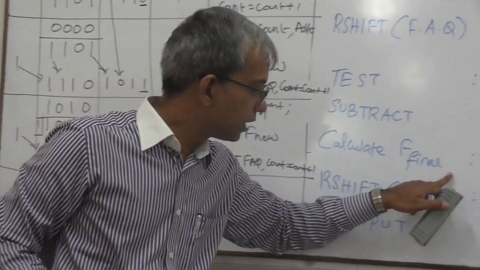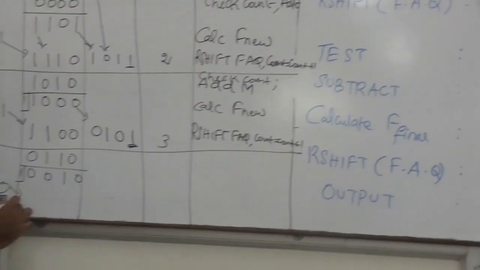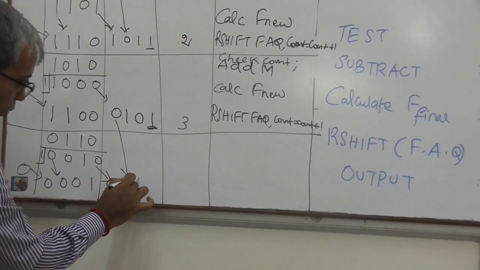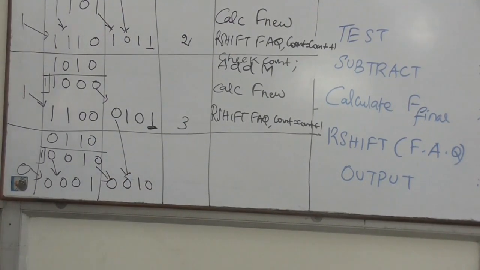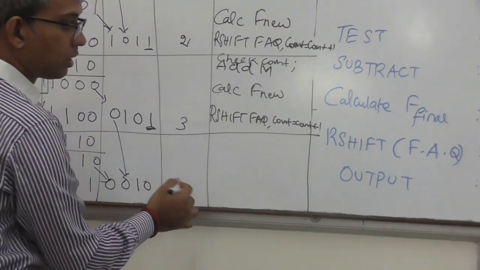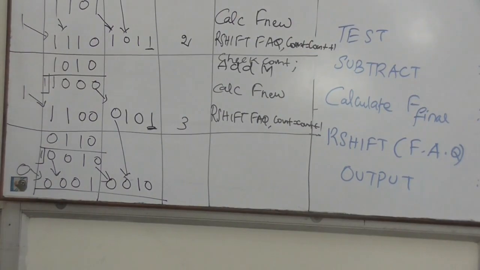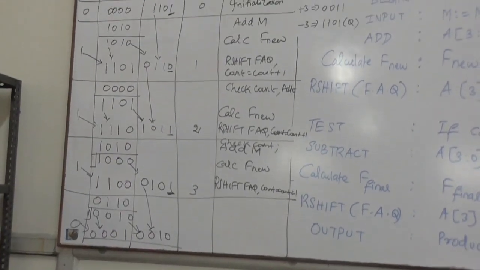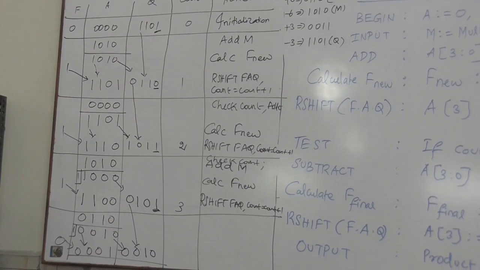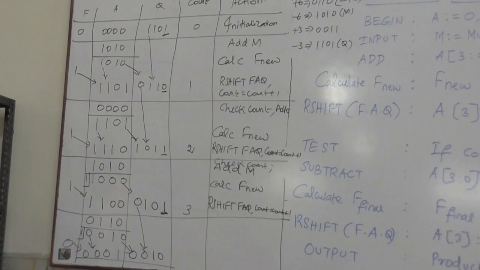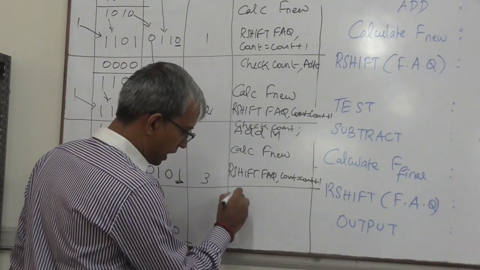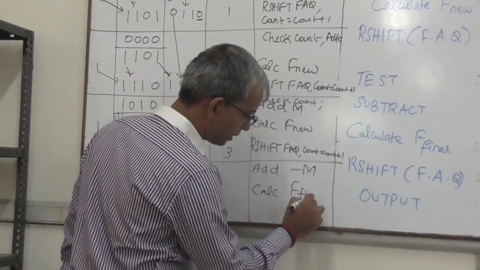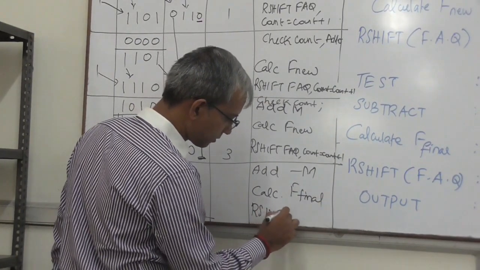Now, with this new value of f, I have to do the shifting. So you do the shifting here: 0, and this 0 comes here, 0, 1, this 0 comes here, 1, 0, and this last 0 is discarded, right? And the count becomes 4 now, so I have to stop the operation. And if you see the final result, which is available in AQ, which is nothing but your product, it is plus 18, right? If you see the operations here, it is add minus M, then calculate f final, and then right shift FAQ.